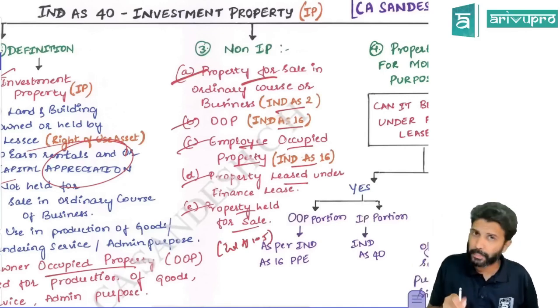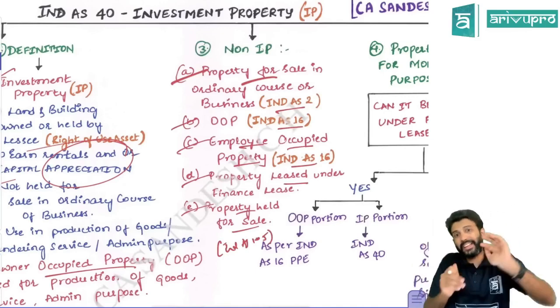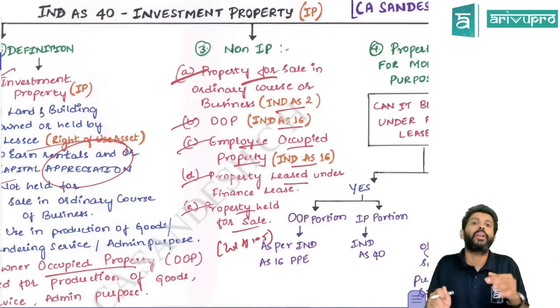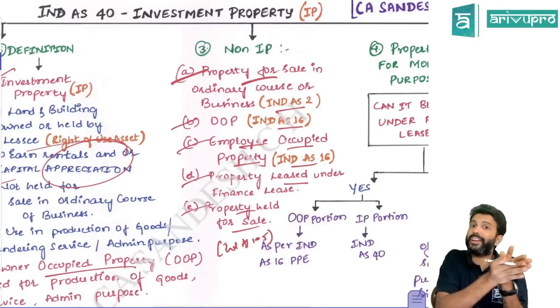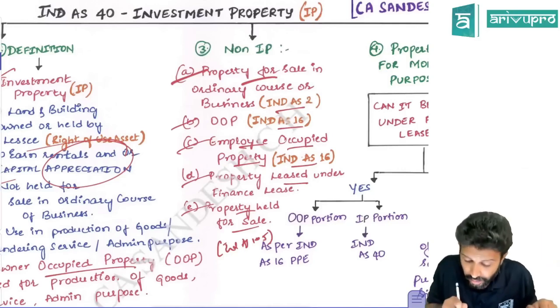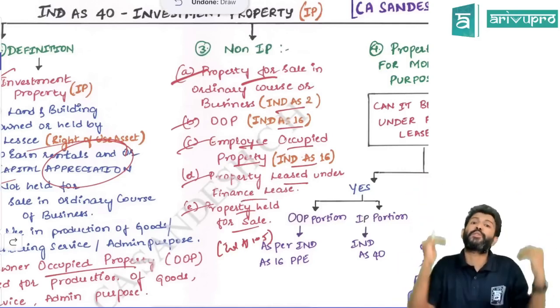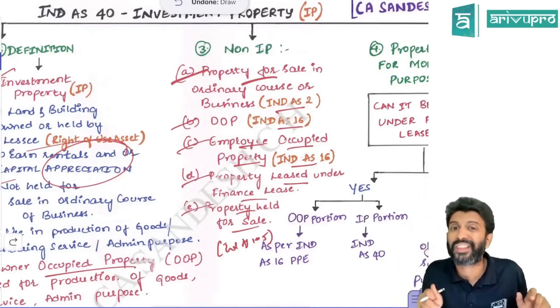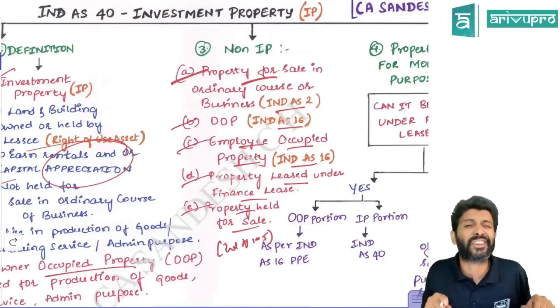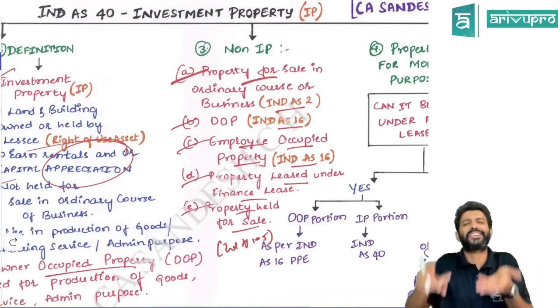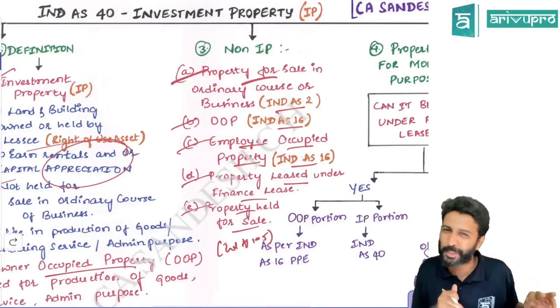And if you have leased a property, I already told that land and building need not be owned. Even if you are holding an ROU asset as a lessee, if you have subleased it, then also it could be an investment property. But if a property is given on finance lease, as we have already studied in 116, then the lessor has to de-recognize the asset. The asset cannot be shown in books. If the asset itself is not there, where is the question of investment property? Yes or no?